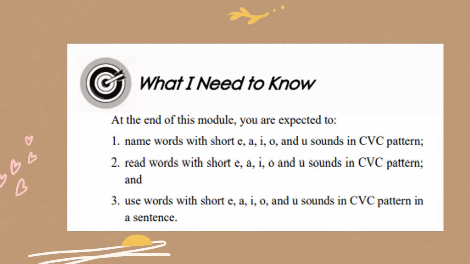For what I need to know at the end of this module, you are expected to: number 1, name words with short E, A, I, O, and U sounds in CVC pattern. Number 2, read words with short E, A, I, O, and U sounds in CVC pattern. And number 3, use words with short E, A, I, O, and U sounds in CVC pattern in a sentence.